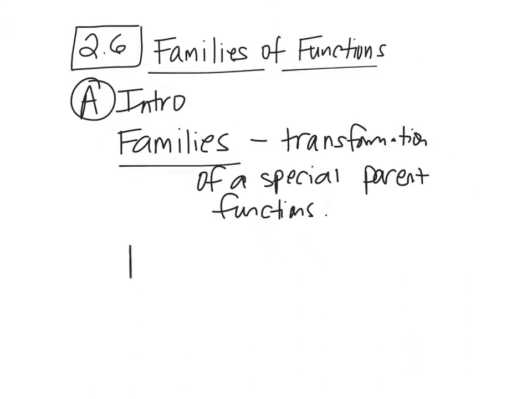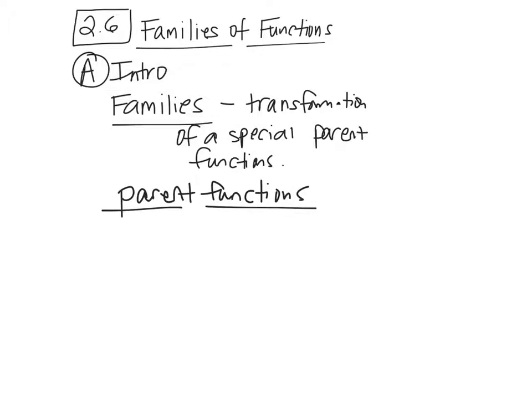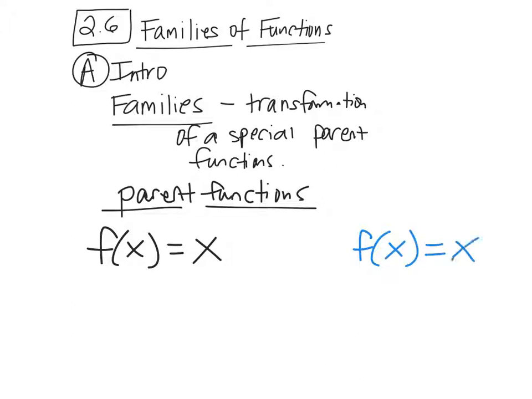So here are our parents, our parent functions. The book talks about 3. We're actually just going to focus on 2 of them today. We'll do the 3rd one tomorrow in its own special case. All right, so here are our 2 parent functions. f of x is equal to x, and f of x is equal to x squared.